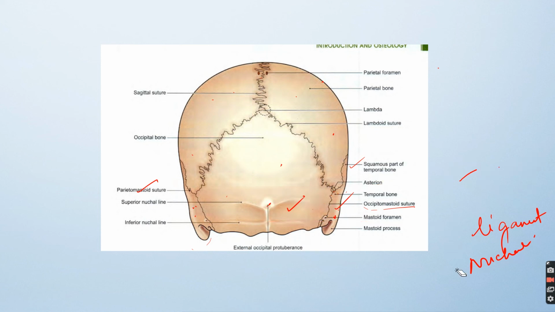So guys, today we have seen the basics, the important structures, and what the paired and unpaired skull bones are. We have seen Norma occipitalis and Norma verticalis. In the next video we'll be dealing with frontalis, lateralis, and basalis.